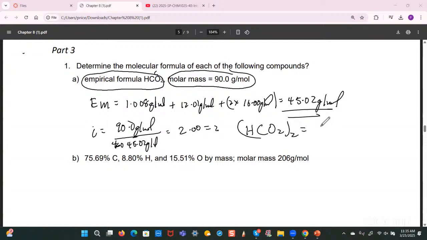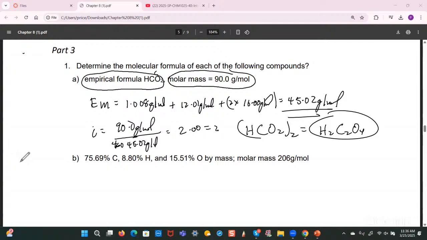So the final answer is H2C2O4. That's the final answer. All right. Okay, very good. Any questions about this one? Any questions? Any questions on Zoom? Okay. Is it okay for me to clear this? All right, let me clear this.